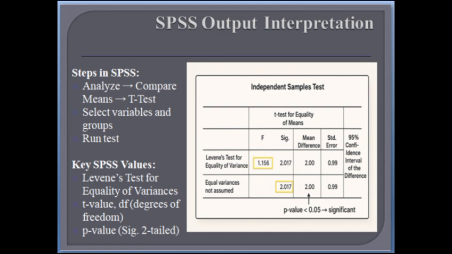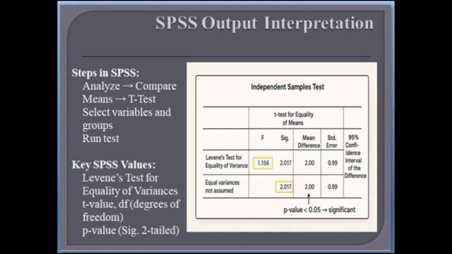Key SPSS values: Levene's test for equality of variances, t-value, degrees of freedom, and p-value, significance two-tailed. When you perform a t-test in SPSS, focus mainly on the p-value. If the p-value, meaning probability value, is less than 0.05, it means the difference is significant.